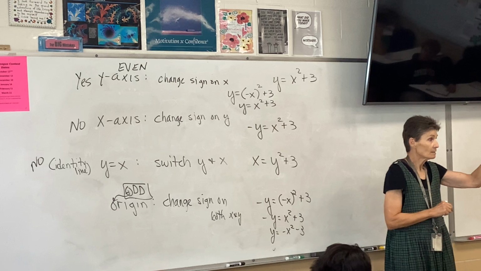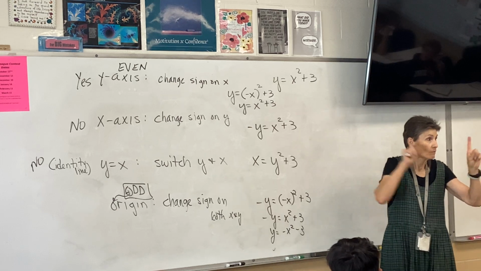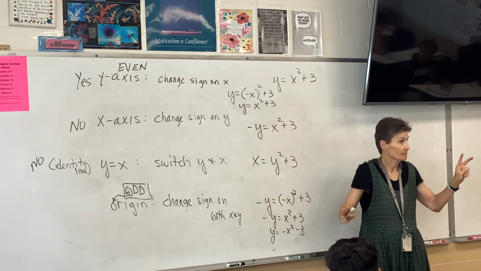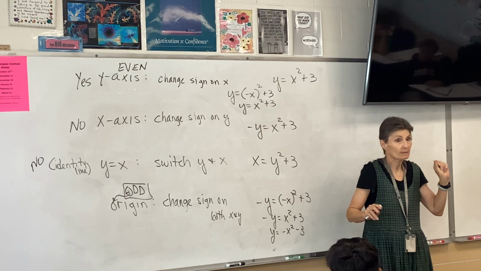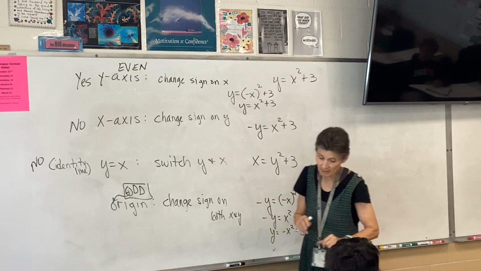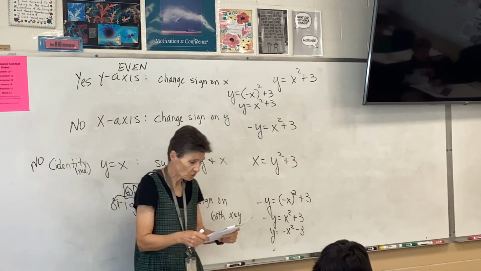For even, you only do one test. That one. For odd, you only do one test. That one. That's it. To decide if you're even or odd. Okay? All right, let's pick a couple from this back side. Anybody have a preference? E, F, G, or H?